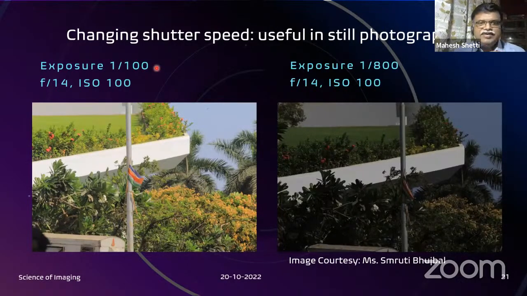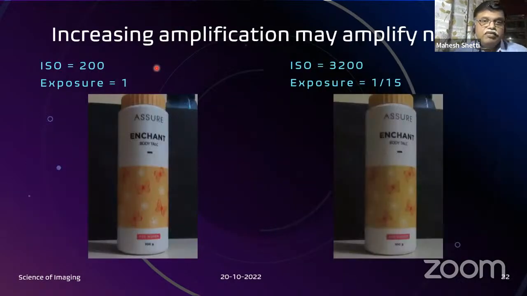So changing shutter speed is one useful thing. Now here I'm taking an example of increasing the amplification. On the left hand side picture, the exposure is 1 second and the ISO used is 200. So the amplification has a setting of 200. The right hand side picture, the exposure is 1/15th of a second. For a very short amount of time, 15 times lesser, the shutter was open.